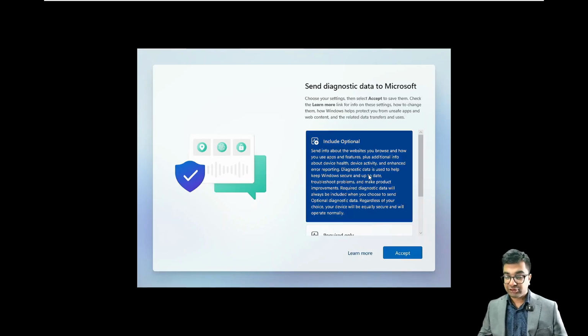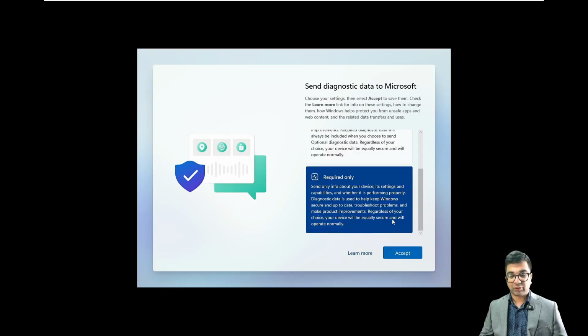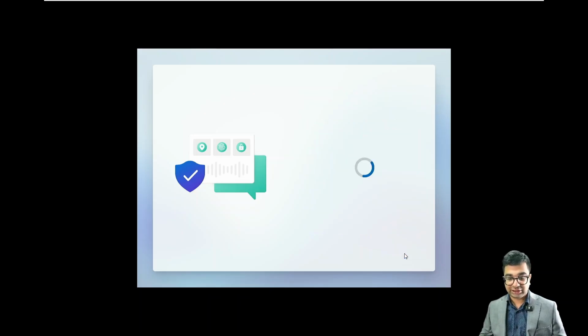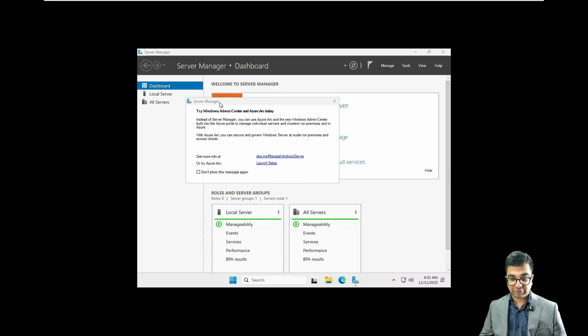Now, just like how Windows 11 installations work, you get these send diagnostic data options. I'm going to select required only because we will be completely offline. So it doesn't matter much for me in that regard. So even if I say send everything, it will not matter much. Now once the Server Manager pop-up comes in here, select don't show this message again and close it.